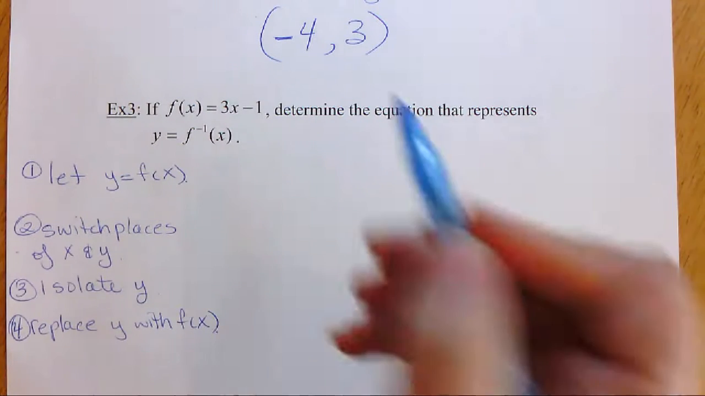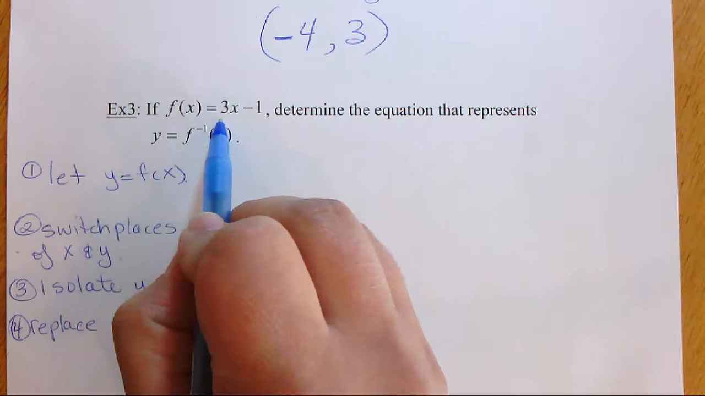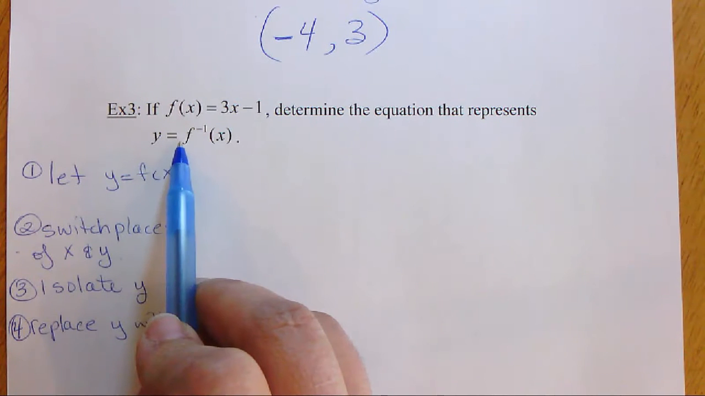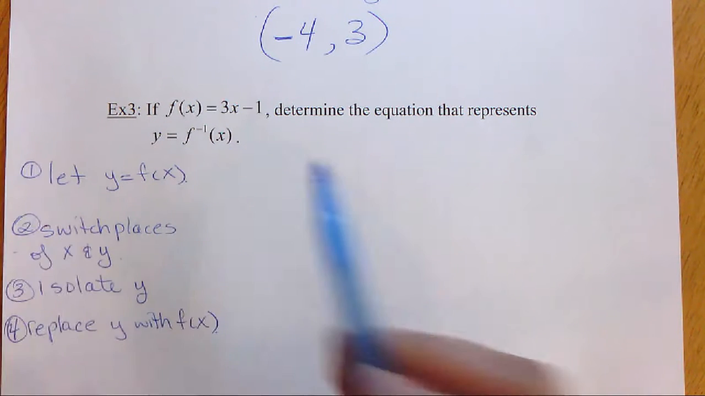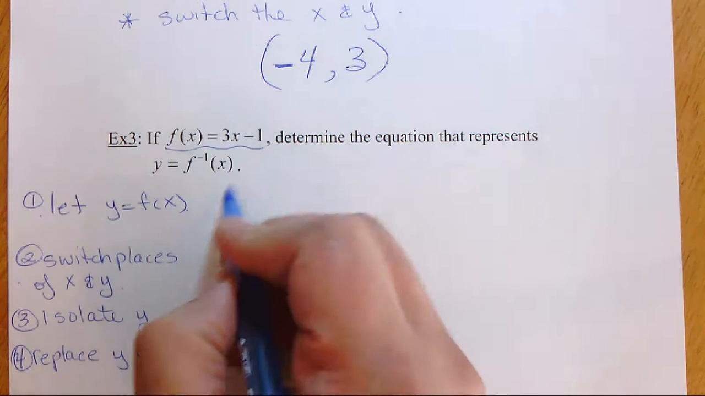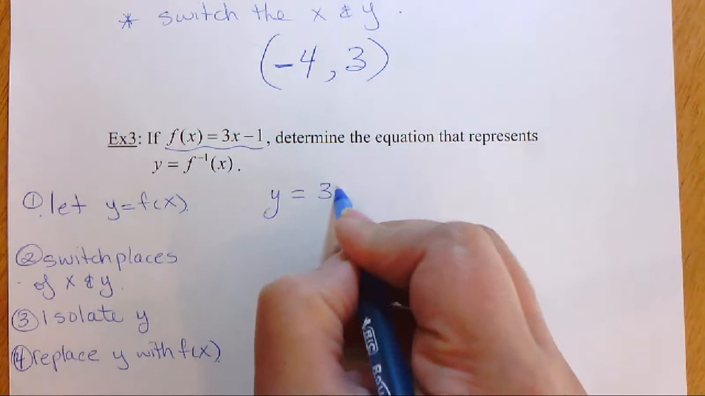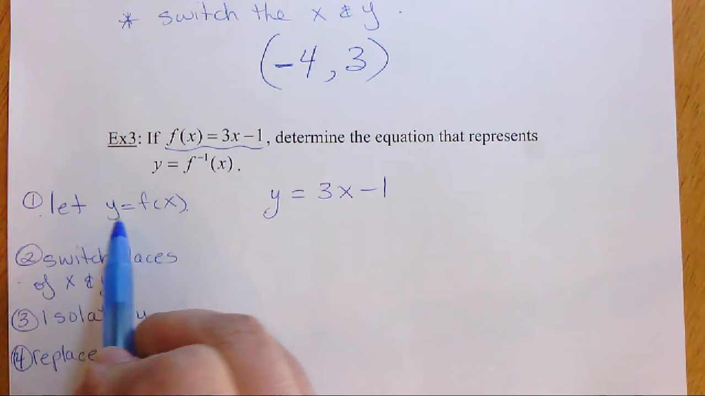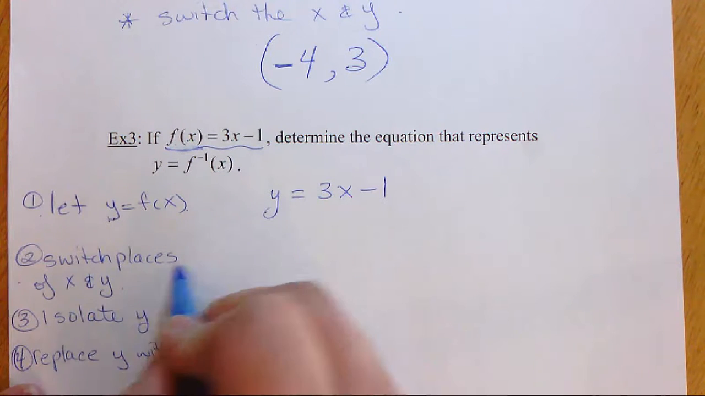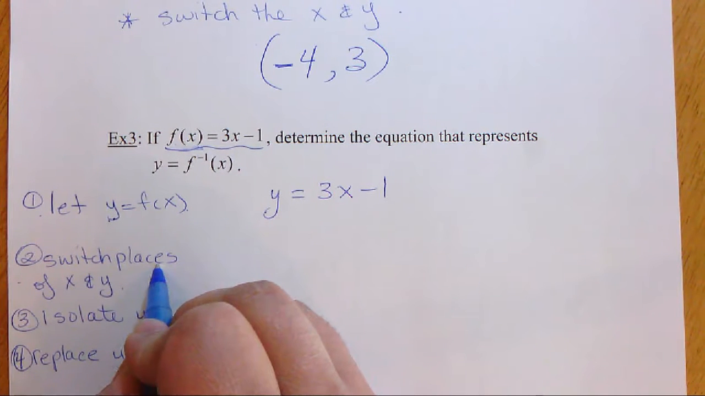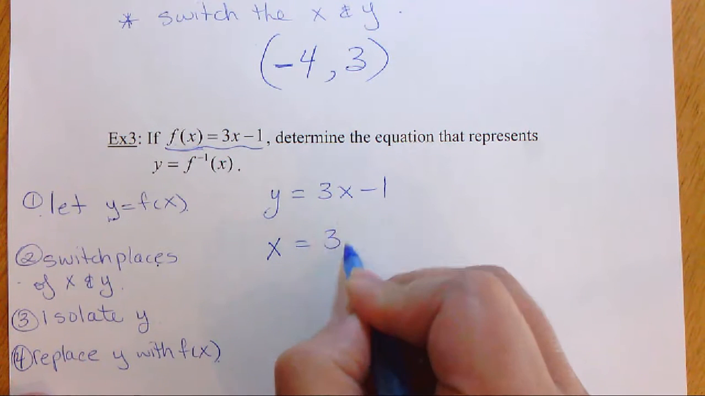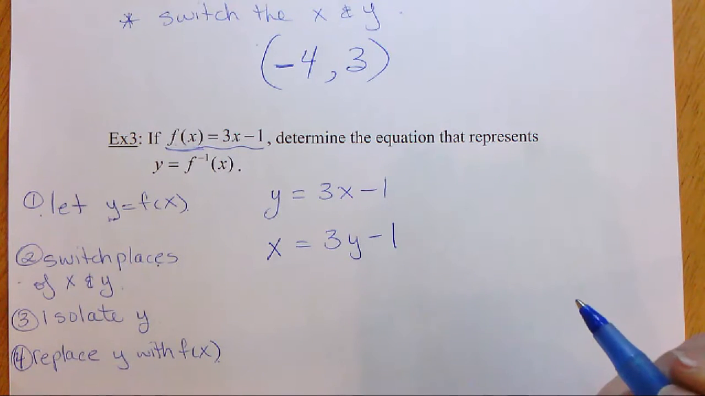And now this question here, it says here, if f of x is equal to 3x minus 1, determine the equation that represents y equals the inverse. So we're looking for the inverse function. So the first step that we're going to do is we're going to rewrite this so that it says y equals 3x minus 1. All right, so we're just replacing the f of x with a y. And the second thing that we're going to do is we're going to switch the x's and y's with each other. So instead of a y here, I'm going to write x, and instead of a x here, I'm going to write a y. All right?